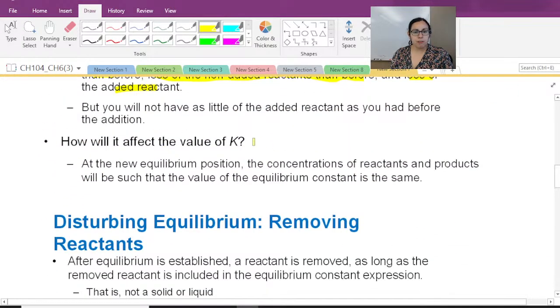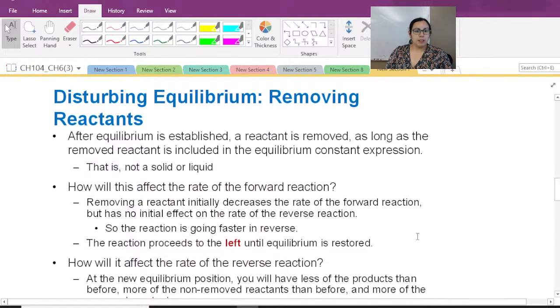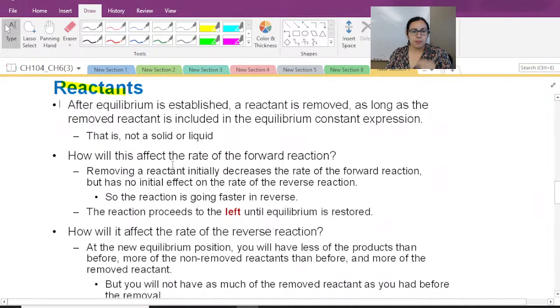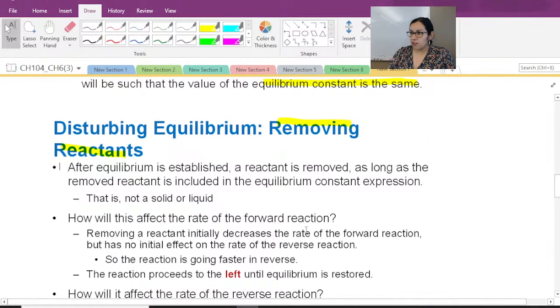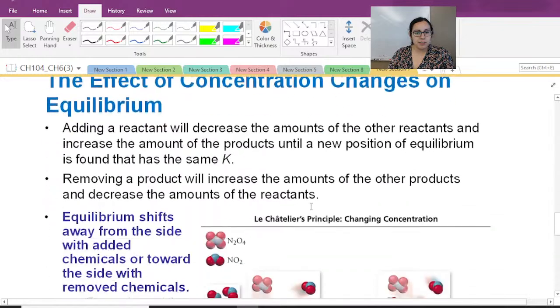And so again, how will it affect K? It doesn't, right? So again, our equilibrium constant is the same. And so now let's take a look with removing reactants. And so again, let's look at our graph before we try to decipher all these words.